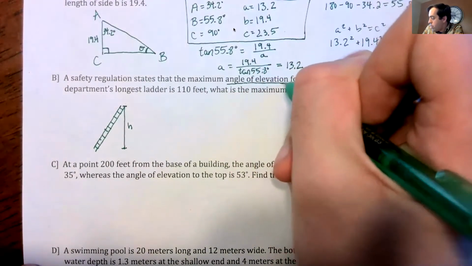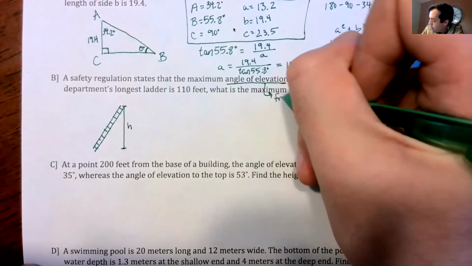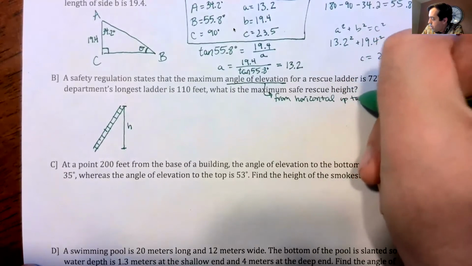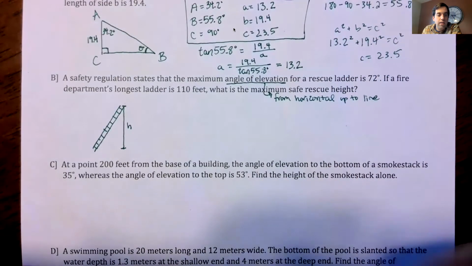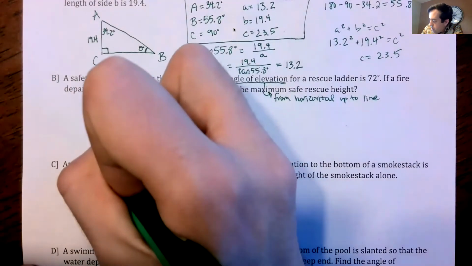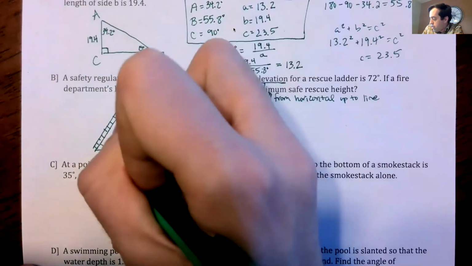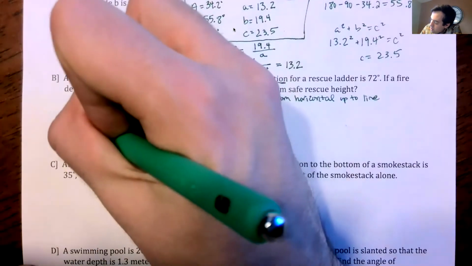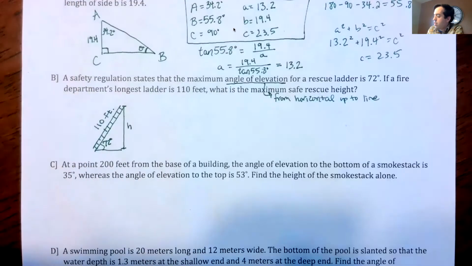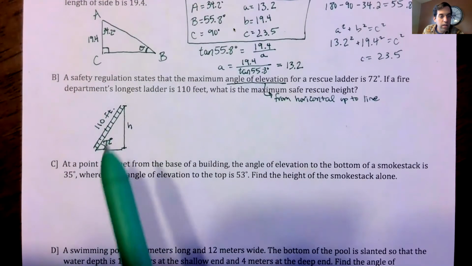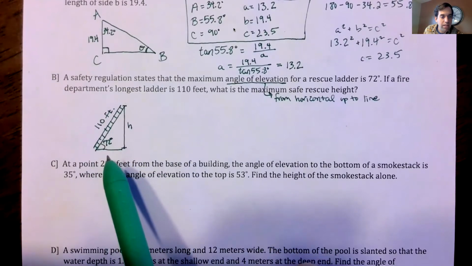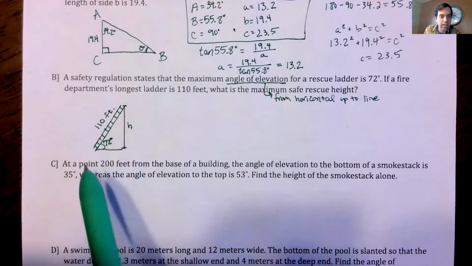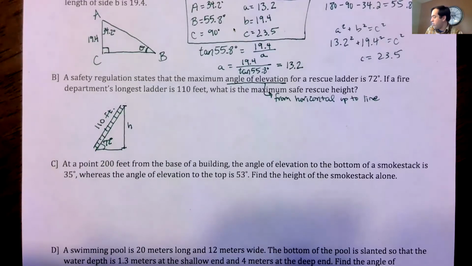Angle of elevation means from the horizontal up to the line. Okay, so that means this angle in here is our 72 degrees. And the longest ladder is 110 feet. So the question is, if this 110-foot ladder is put at a 72-degree angle of elevation, how high vertically does it go? And we can figure that out using SOHCAHTOA.